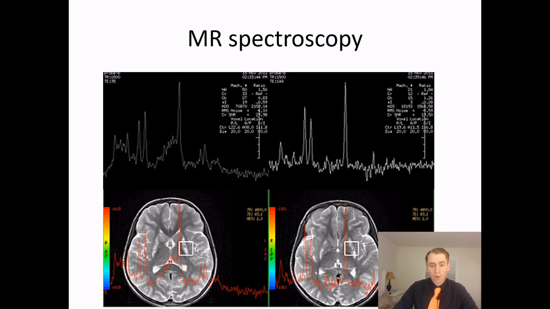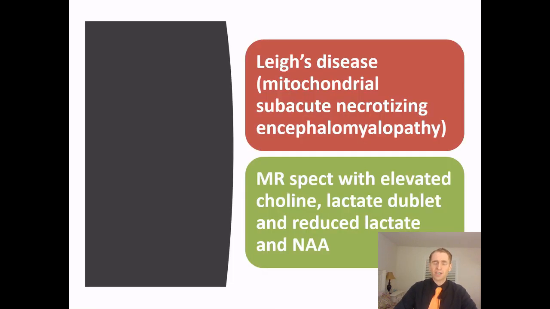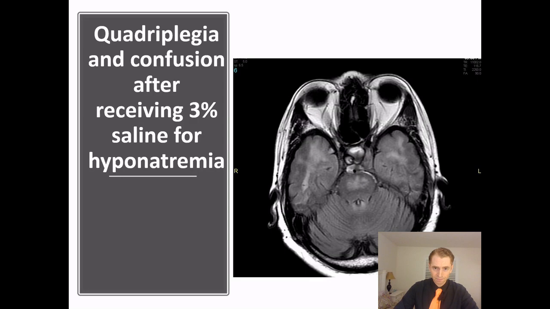And if you look at this MR spectroscopy of the abnormal area, you can see a lactate doublet. You see 2 peaks in the lactate area instead of 1, which is characteristic of this disease, Leigh's disease, which is a genetic mitochondrial disease.